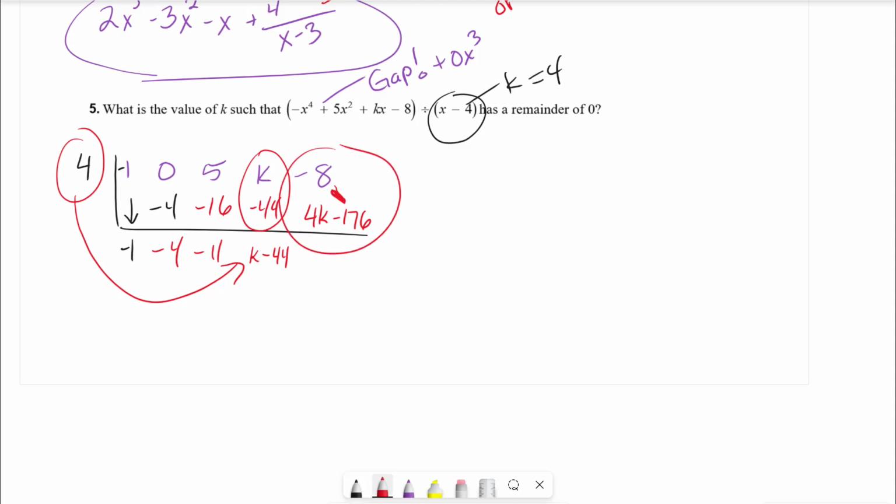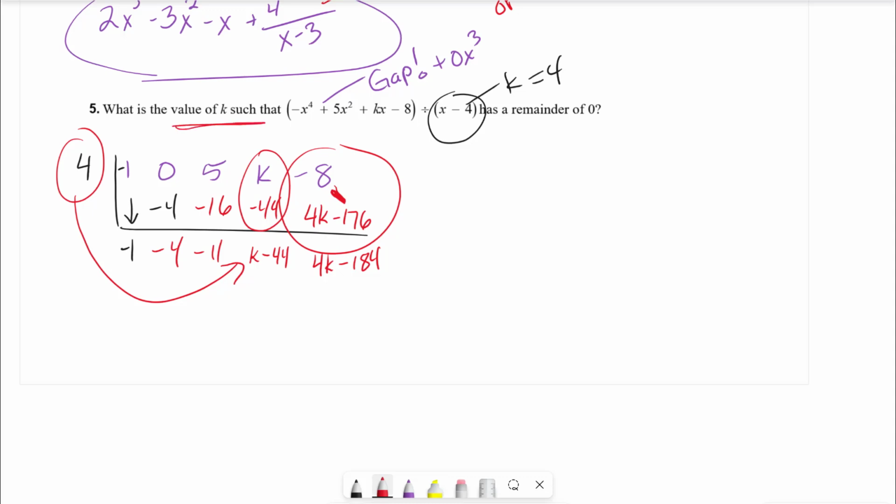The only things that we have to worry about, though, are the like terms, the negative 8 and the negative 176. And that's 4k minus 184. When we combine the negative 8 and the negative 176, we get negative 184. And so you might think, okay, well, that means we're supposed to be done. So do we write everything out at this point? Well, what were we supposed to do in this question?